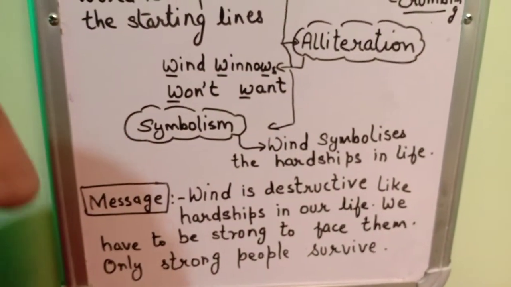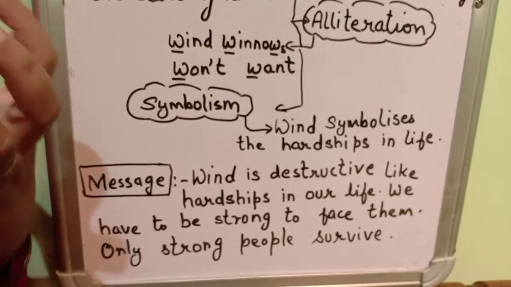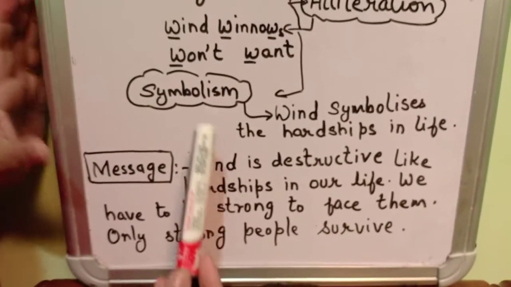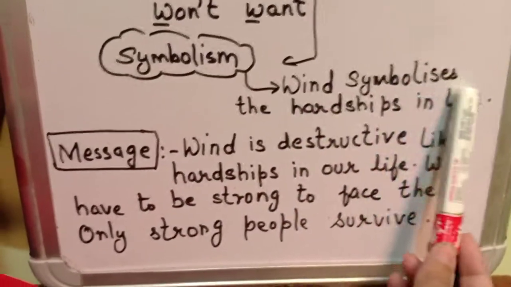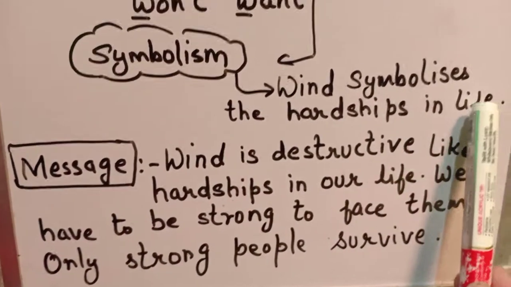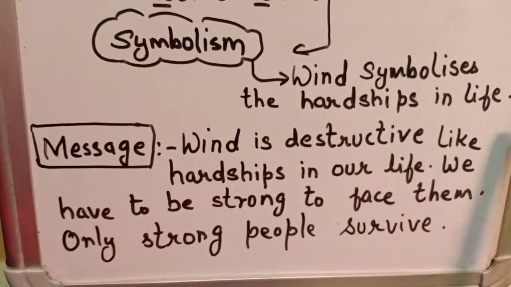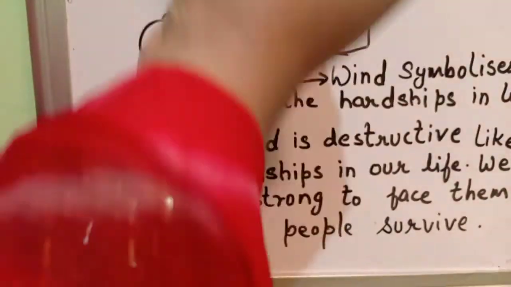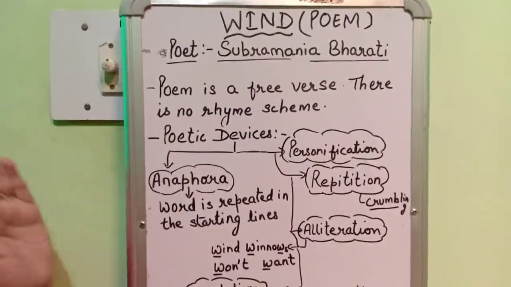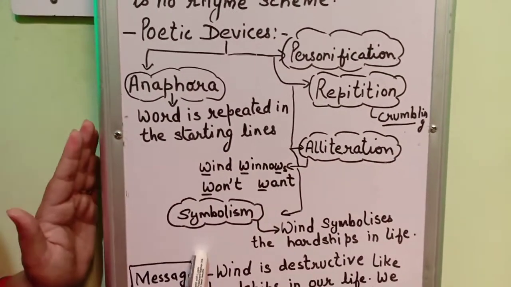And the last is symbolism. Now what is symbolism? Means when a non-living thing is compared with human life and it symbolizes some aspects of human life, then there is symbolism. Like wind here symbolizes the hardships in our life, the difficulties which we face in our life. So wind is compared to those hardships. So I think these poetic devices are quite clear to you. So the main poetic devices used in this poem are personification, repetition, alliteration, anaphora and symbolism.